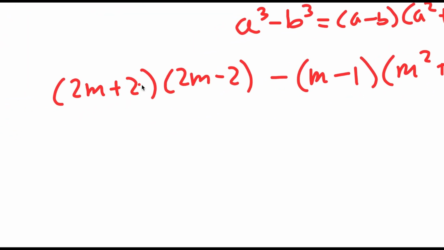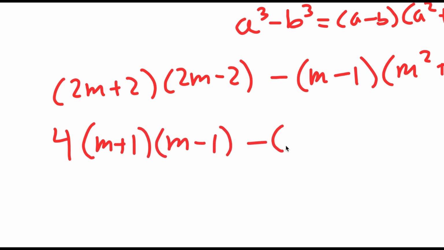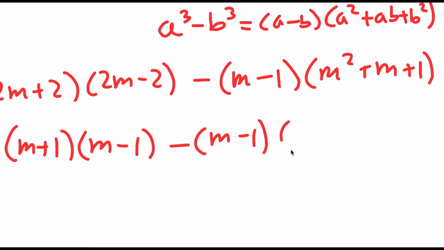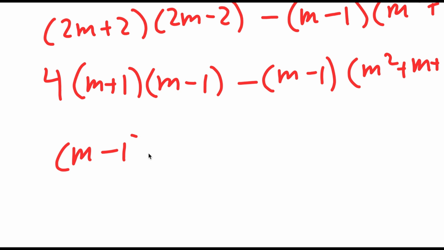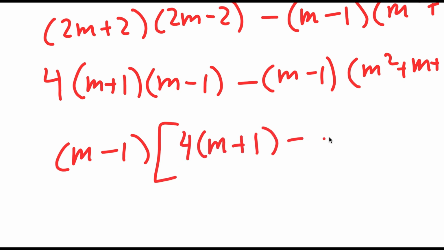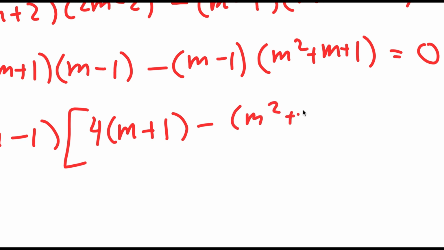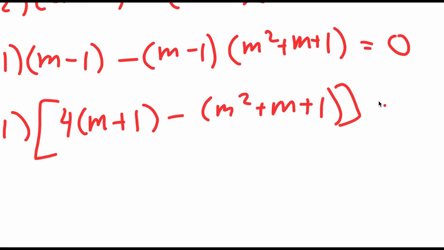Now from here, 2m plus 2 times 2m minus 2, I can factor out 4. So I get 4 times m plus 1 times m minus 1. I have this minus m minus 1 times m squared plus m plus 1 is equal to 0. And now I'm going to factor out m minus 1. So I get m minus 1 times 4 times m plus 1 minus m squared plus m plus 1 is equal to 0.